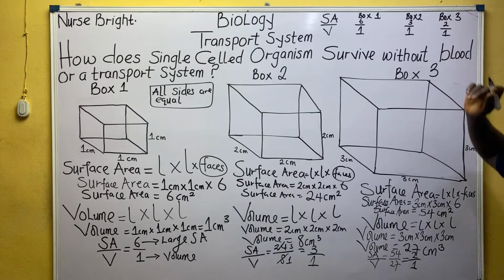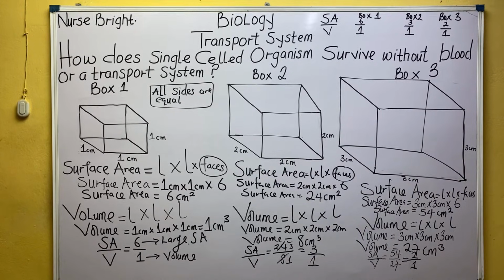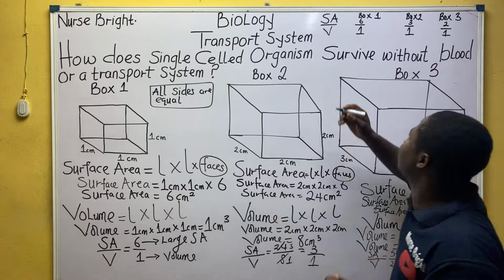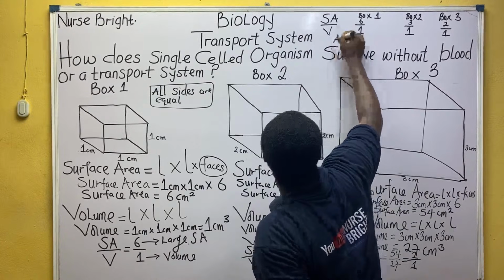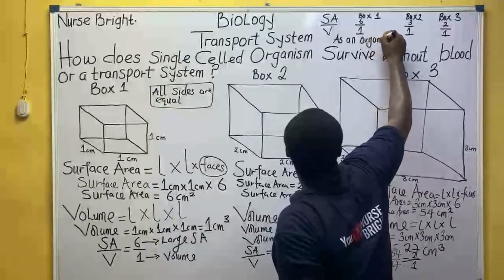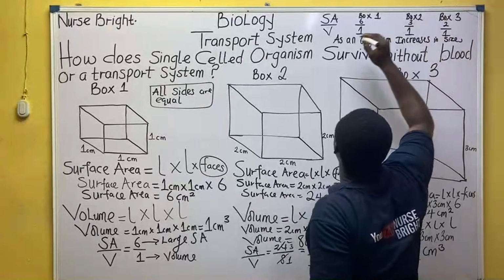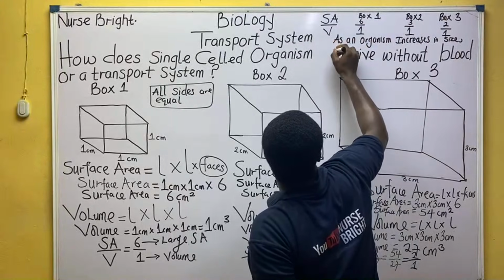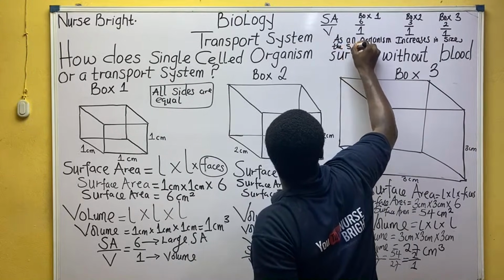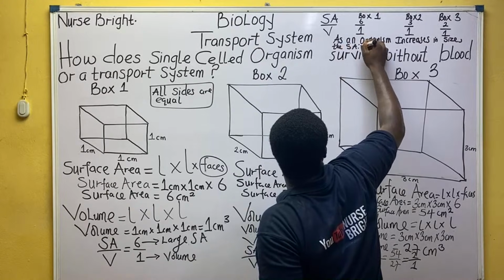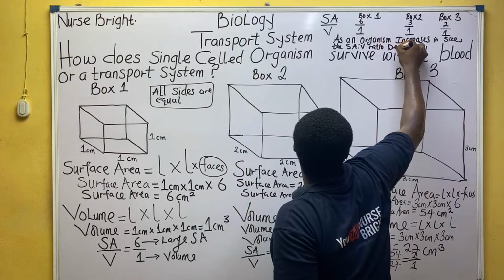If you observe, there is a trend. There is something happening, guys, and let me tell you what it is. As an organism increases in size, listen to this point, as an organism increases in size, the surface area to volume ratio decreases. Class, is that true?